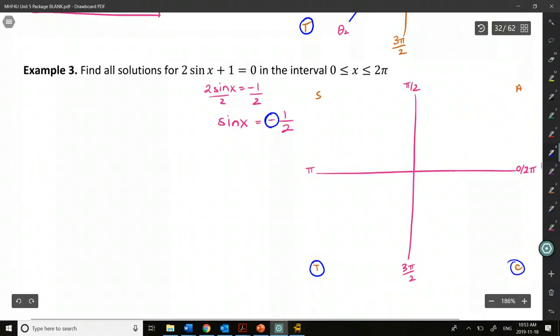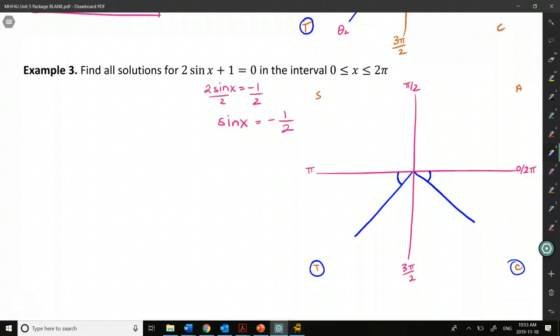So sine here is equal to a negative. So we are expecting to find angles that will fall in the tan quadrant and in the cosine quadrant, where these 2 reference angles, where our angles are and between the horizontal, are going to be equal angles.